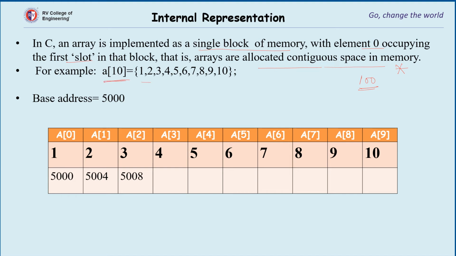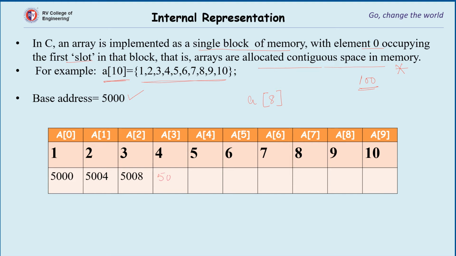Now let us assume I want to store 10 elements and I declare this. I will have this initialization 1, 2, 3 and so on up to 10. Let us assume the base address given by the compiler is 5000. Now, how do you determine the address of A of 8? We will just fill this and then have a generic formula.